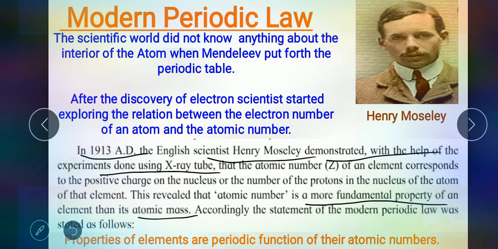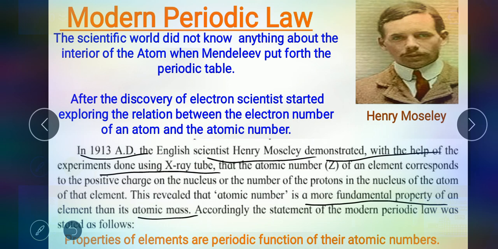Now, after the discovery of electrons, they knew about the atomic number, students. They defined the number of electrons as the atomic number. It is equal to the number of protons present inside the nucleus, and they said the atomic number is a more fundamental property as compared to atomic mass. This is what Henry Moseley said.